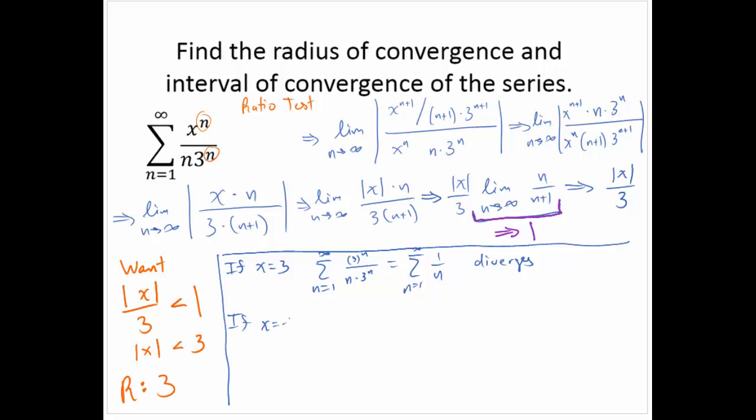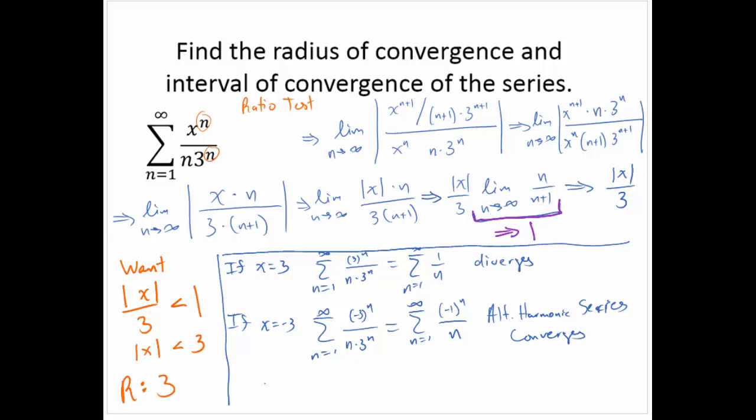However, if x is negative 3, I'd have the sum from n equals 1 to infinity of negative 3 to the n over n times 3 to the n. Now that negative 3 to the n over 3 to the n is going to end up being negative 1 to the n. So that's the sum from n equals 1 to infinity of negative 1 to the n over n. It's starting with the wrong sign, but this is really just an alternating harmonic series, which converges.